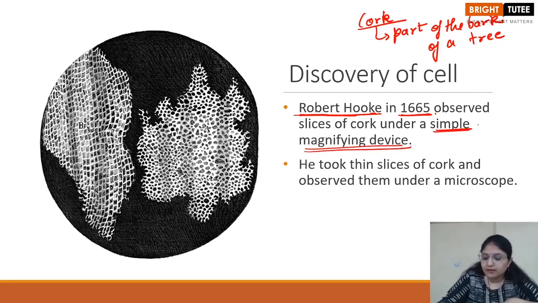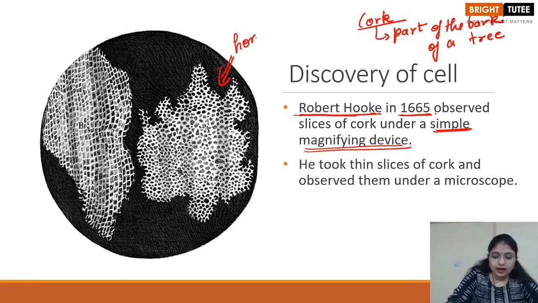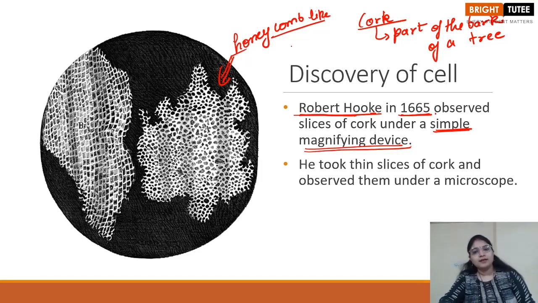The magnifying device which he had fashioned was quite simple in design, and when he observed that cork, what he found was structures like this. It looked like a honeycomb structure, right? You can see the similarity when I say honeycomb, and he also thought of a honeycomb.